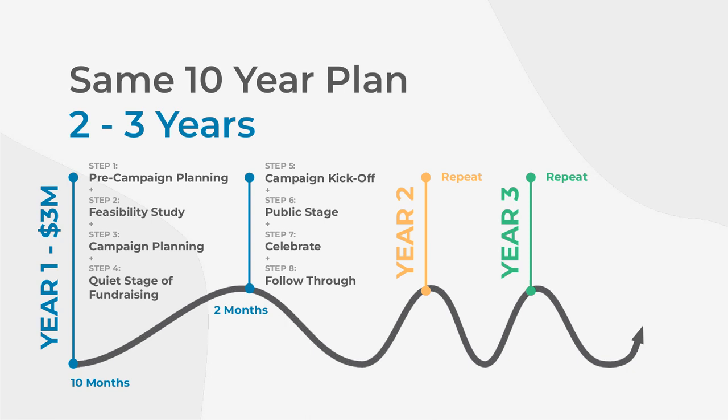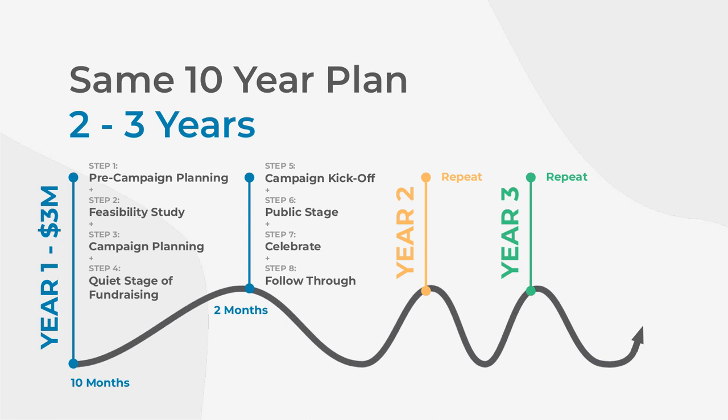Year one, you're going to raise 3 million plus, 3.3 and change. Year two, you're going to raise 3.3 and change. And year three, you're going to raise 3.3 and change. And in a full year, you will be able to take all of those eight steps and get that done in one year. The first stage is a 10-month period.